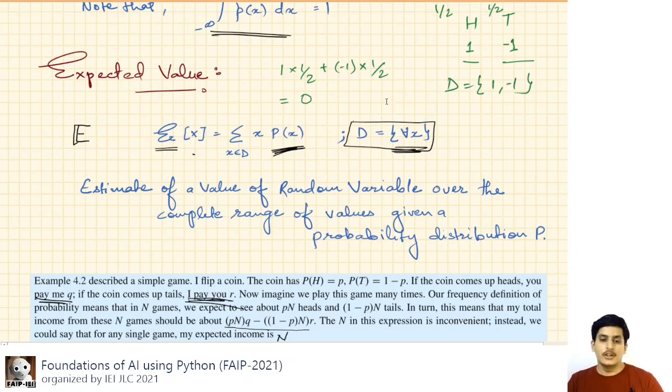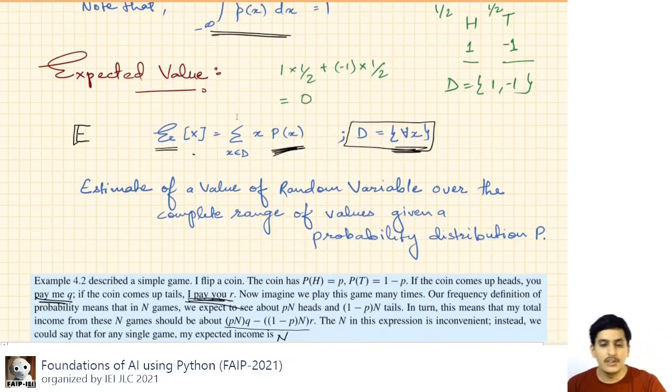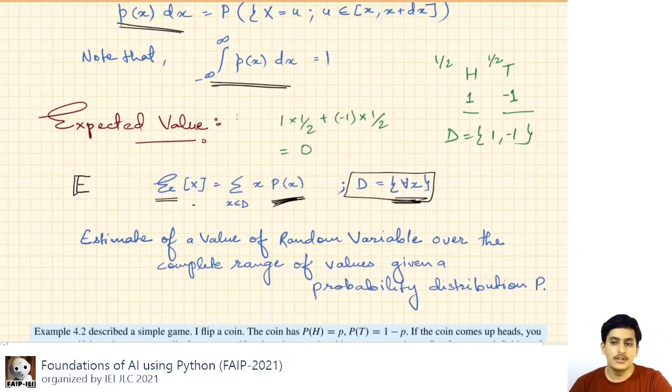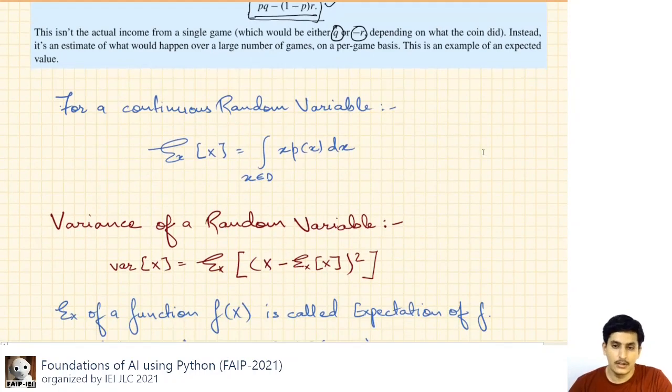Fine. So it is a possibility that the expected value that we calculate based on the probability density function does not lie in the domain of our random variable. That is completely possible, and it is completely true.